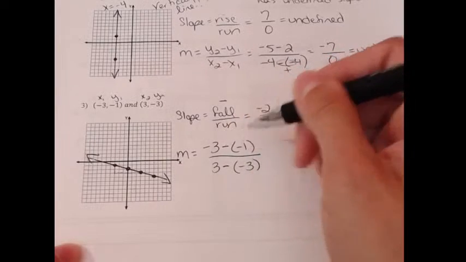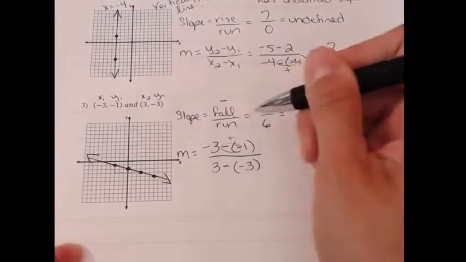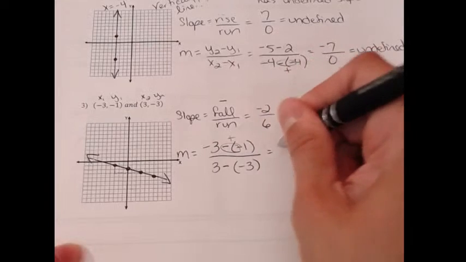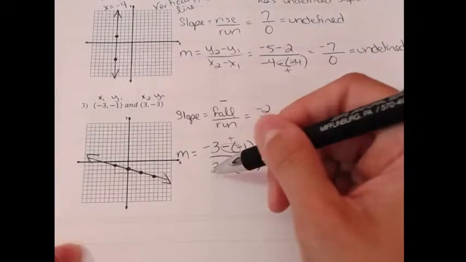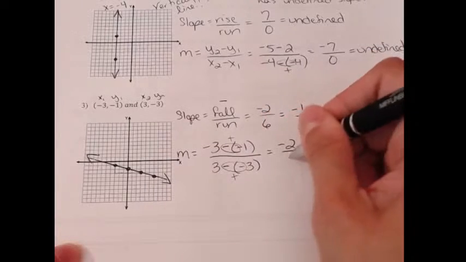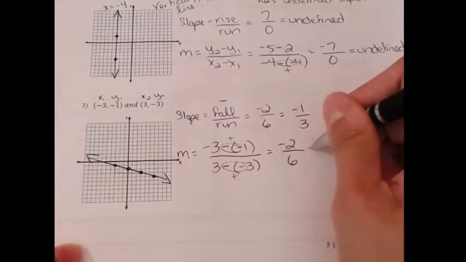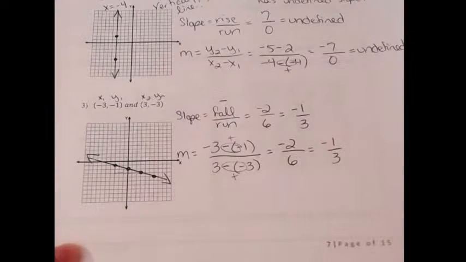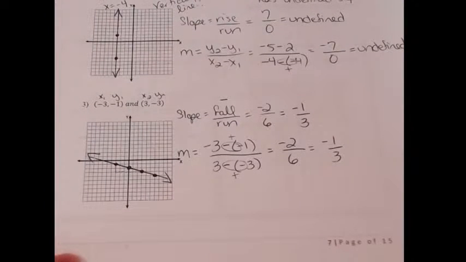Negative 3 minus a negative 1, these two become positive. So negative 3 plus 1 is negative 2. And then 3 minus a negative 3, well, that becomes a positive. So 3 plus 3 is 6. How cool, right? And that reduces to negative 1 over 3.